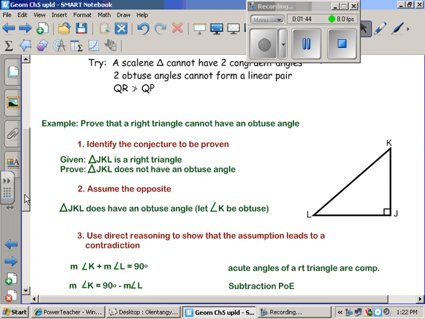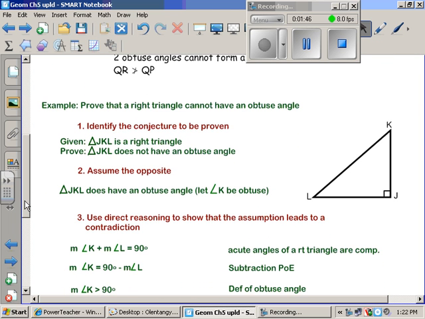For instance, you'd identify the conjecture. So in this case, the proof is that triangle JKL does not have an obtuse angle. Okay, so then I would try to prove the opposite. So in this case, it would be triangle JKL does have an obtuse angle. And then again, just like any other proof, it's easier if you have actual identifiable angles to work with. So let's say in this example, angle K is obtuse.